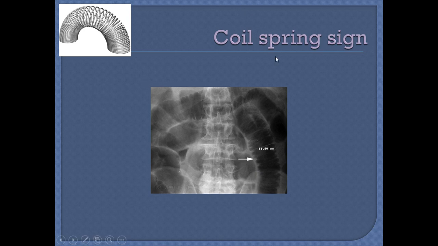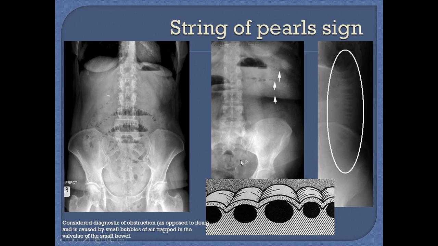Then coil spring sign. Have you ever seen a coil? It opens and it closes, like you can see this thing. This is like a coil. The small bowel valvulae conniventes look like a coil. So this is the point of obstruction.